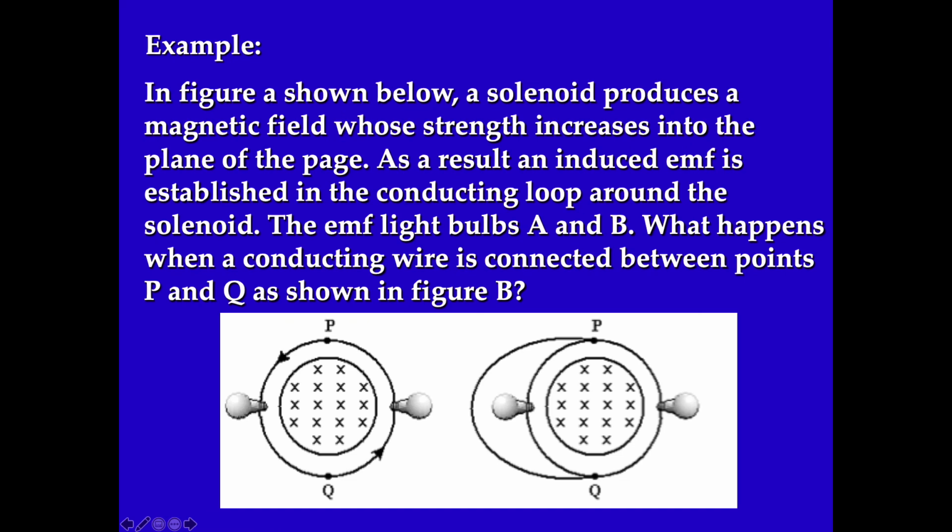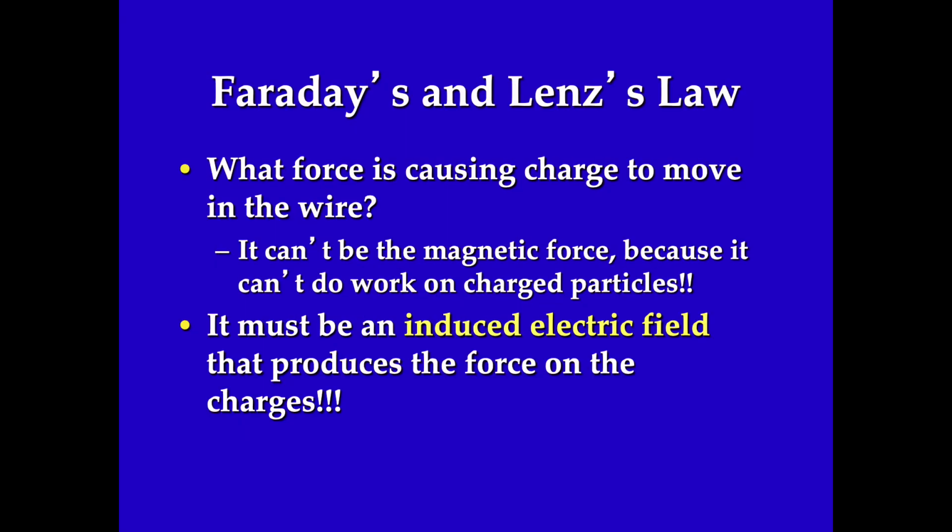I want to wait till class for this example. So the question is, what force is causing a charge to move in the wire? It's not a magnetic force because it can't do work on a charged particle, but it's really an electric field that's induced. Somehow a field is created as the flux changes, and the work done in moving a charge by this field is the integral of the electric field around the loop, and that's the induced EMF.